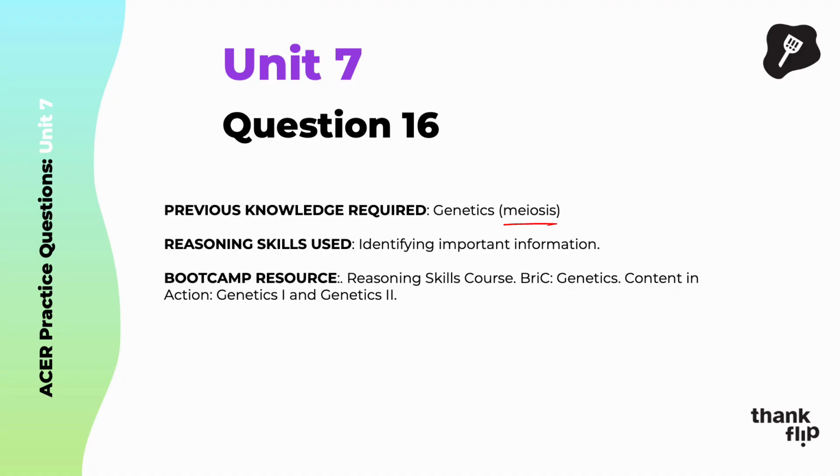But when you're looking at the stimulus, there's nothing that really points to that. You have to be able to read the question and link that to the independently inherited genes piece of information that's given in the stimulus. So the Bootcamp resource for identifying important information, that's a reasoning skill. So we have the reasoning skills course.